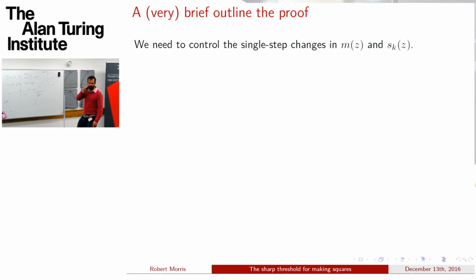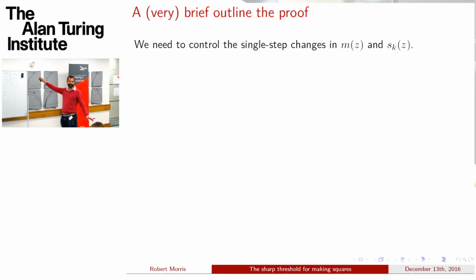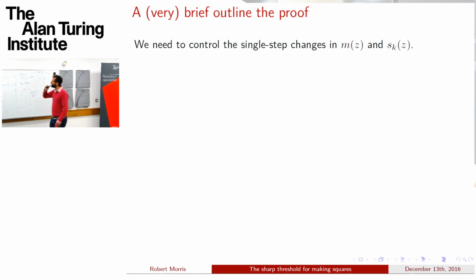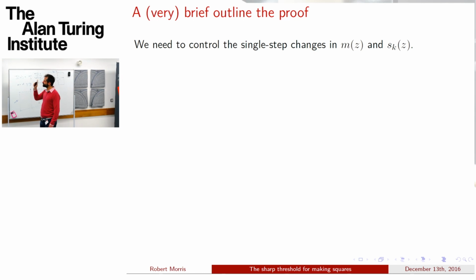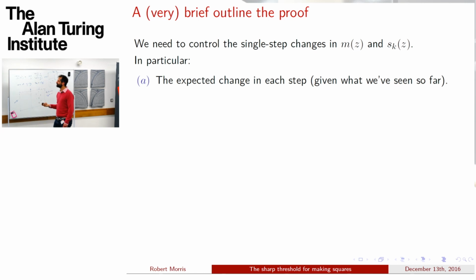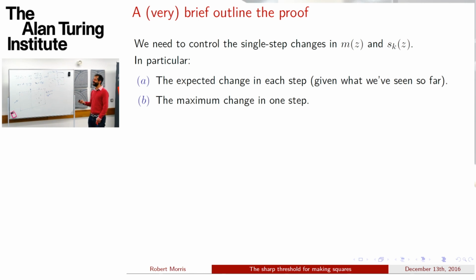Okay, so if we're going to track these, these are all the variables we're going to track, nothing else. So it's not super complicated. We need to control their single-step changes, both the expected change and the maximum change. We're going to use martingales, so these are the two things we need to track.